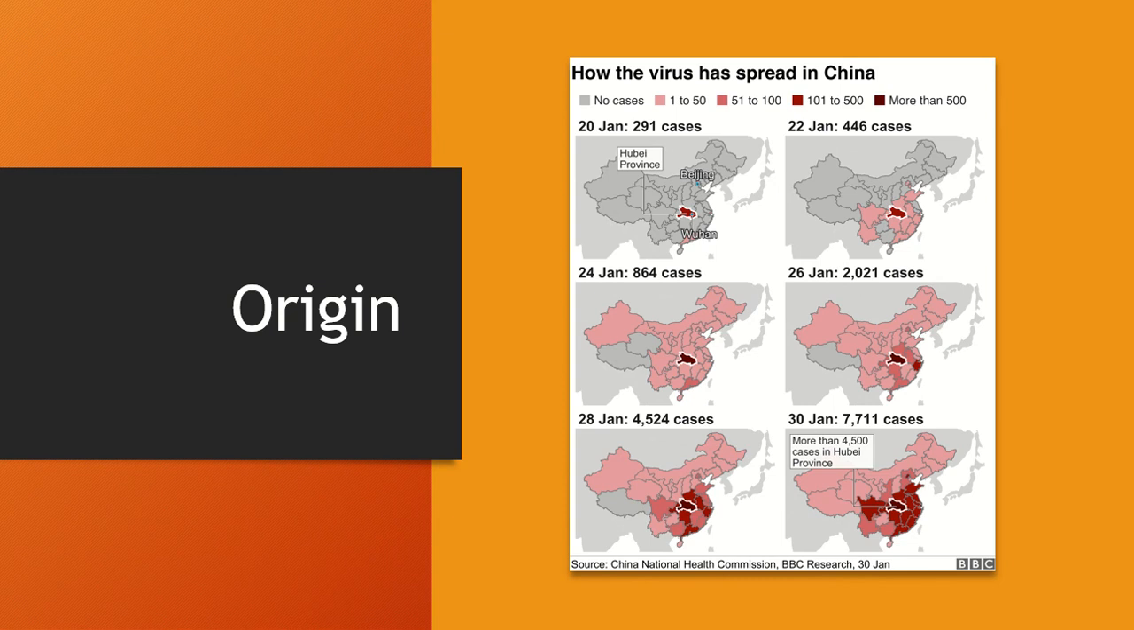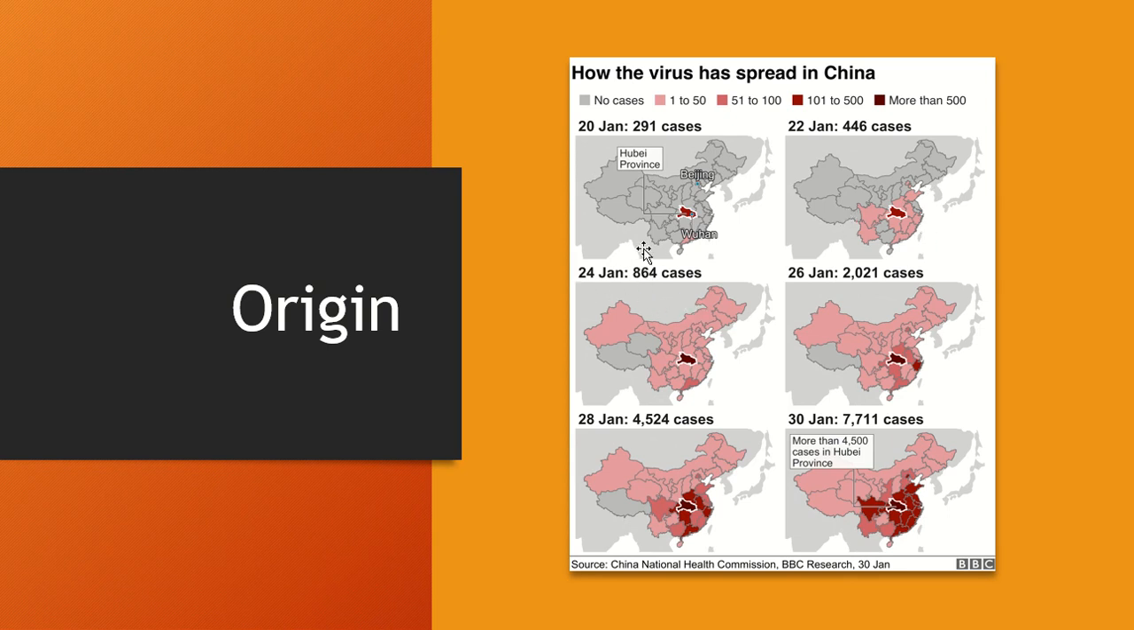Origin. So the coronavirus started off in Wuhan, China, specifically the Hubei province. I'm pretty sure that's how you pronounce it. And then it slowly spread all around. So on January 20th, there were 291 cases. And January 22nd, there were 446 cases and it started spreading all around Wuhan.